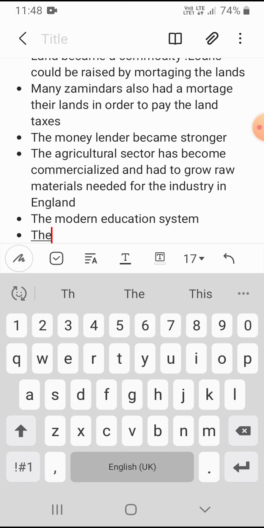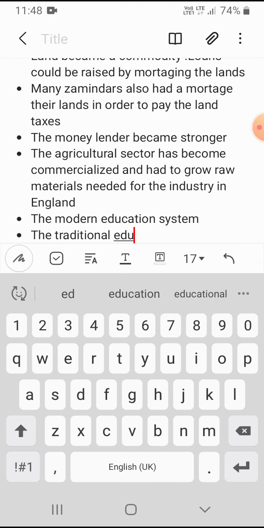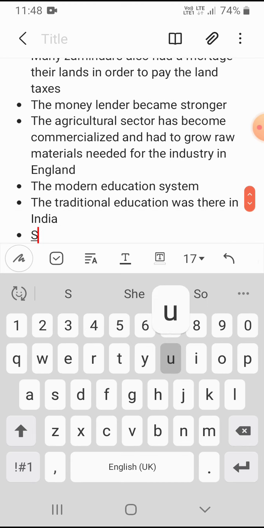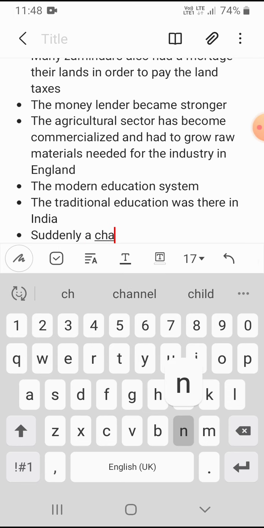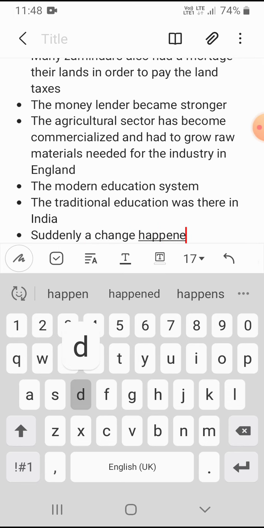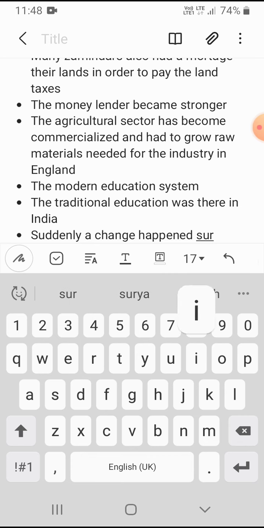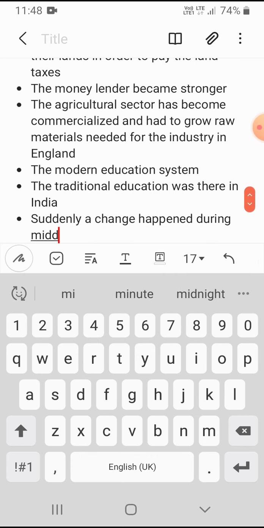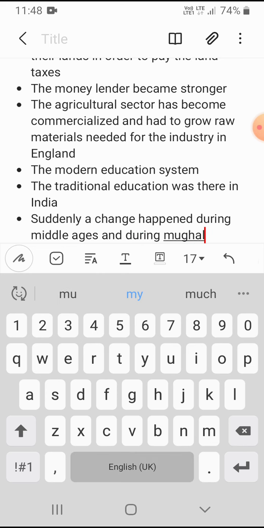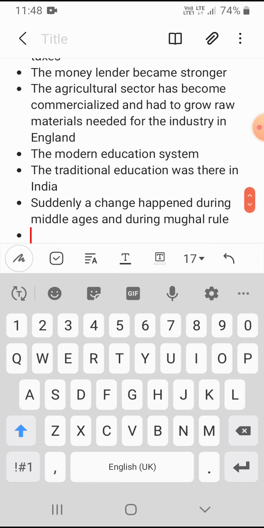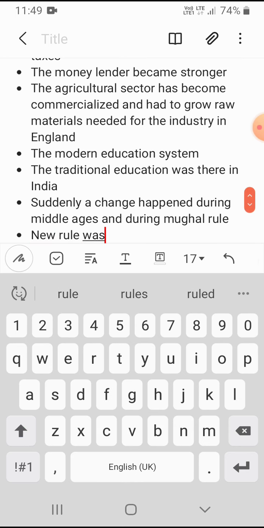So the traditional education was there in India. Suddenly a change happened during the Middle Ages, and during Mughal rule. A change happened, and new rules were made during British rule.